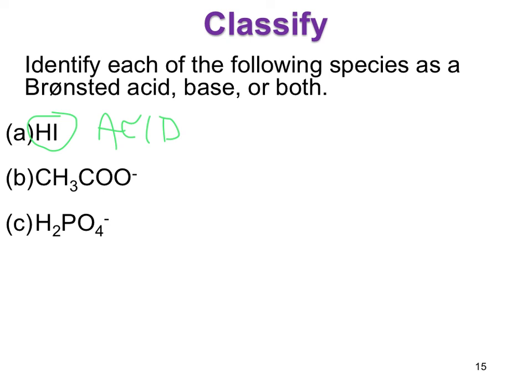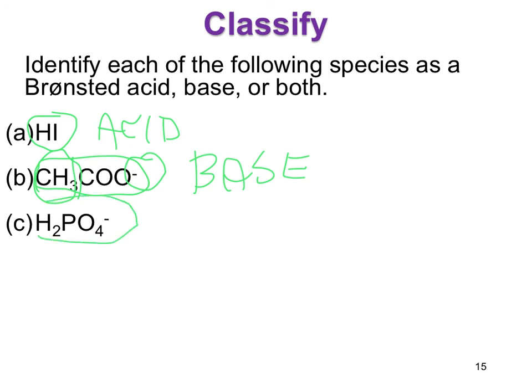Acetate, CH3COO-, has no ionizable protons. The hydrogens in the acetate are covalently bound to the carbon. Therefore, acetate cannot be a Bronsted acid. Since acetate is an anion, it can accept a proton to become acetic acid. Thus, acetate is a Bronsted base.